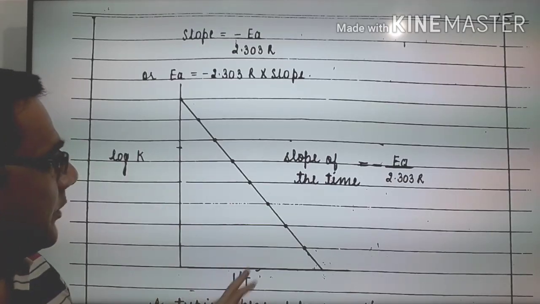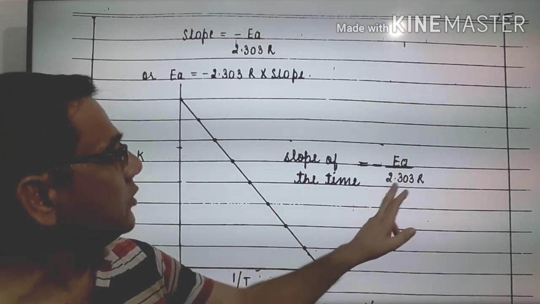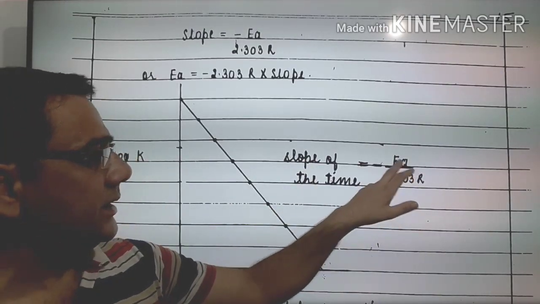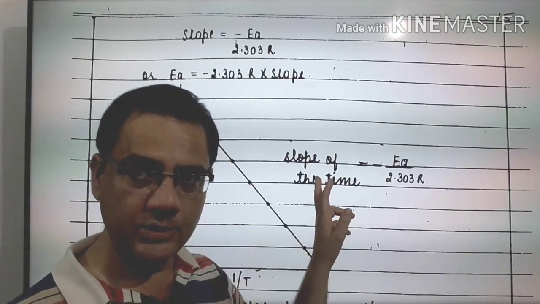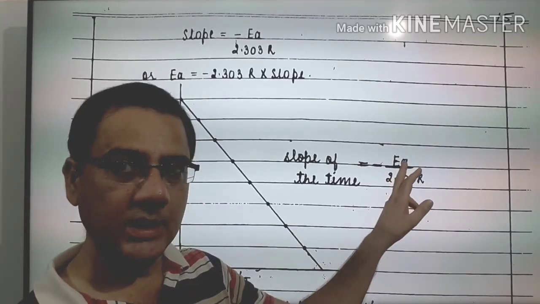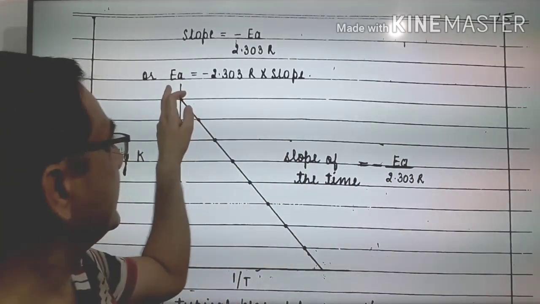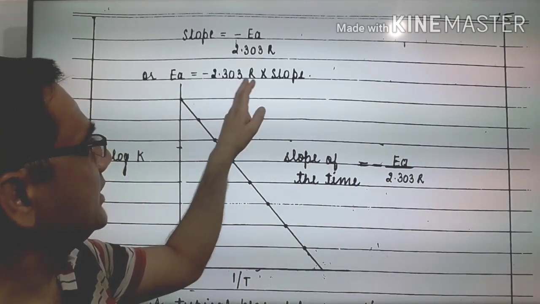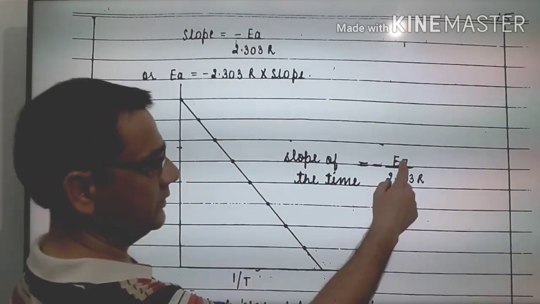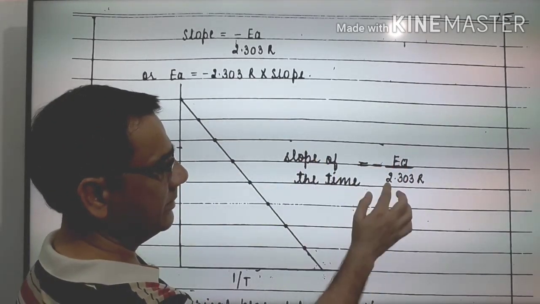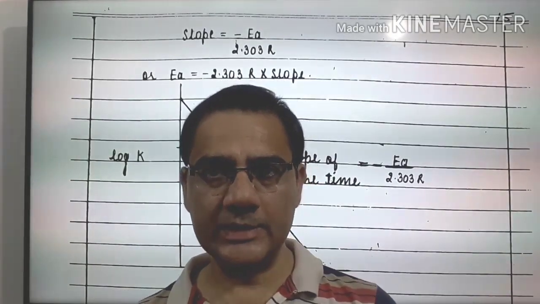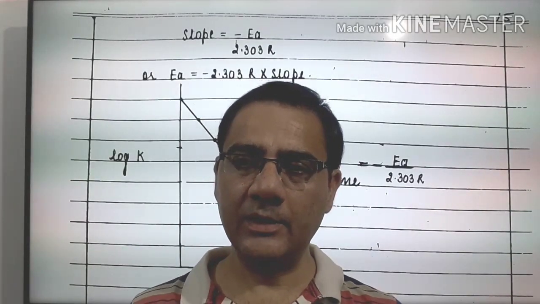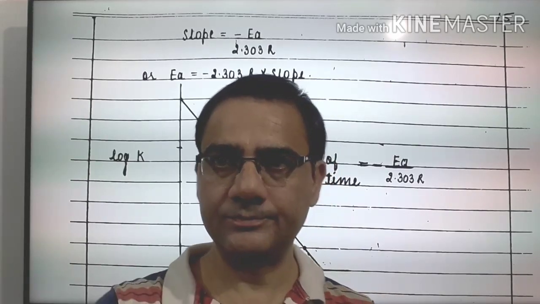So log k versus 1 upon T, slope is equal to minus Ea upon 2.303 R. And in this, if in the numerical the slope is given and it is asked you to calculate the activation energy, then also you can get the formula: activation energy is equal to minus 2.303 R into slope. If you need to calculate this, slope multiplied by 2.303 R. So with the help of this graph we can prove and validate the expression.